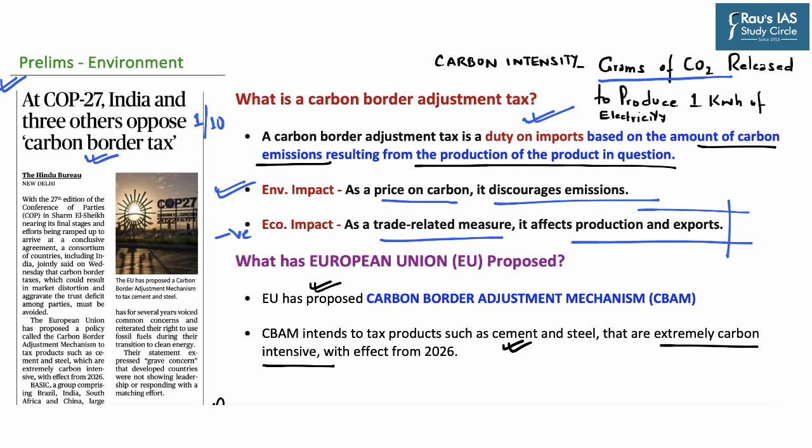Thus, this article basically becomes important from your prelims perspective under the section of environment.